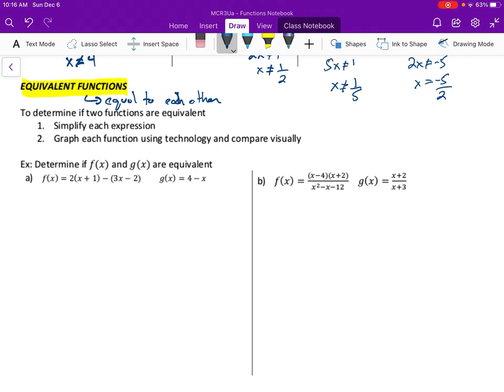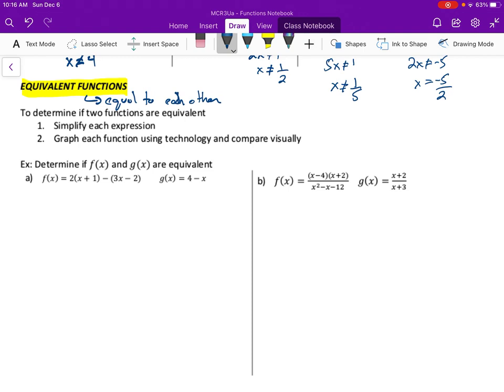And so it's important to be able to recognize when you have an expression that hasn't been simplified that is equivalent to something that is simplified. And that means they're going to have basically all of the same features graphically and in terms of algebra. So if you look at this one, it says determine if f(x) and g(x) are equivalent.